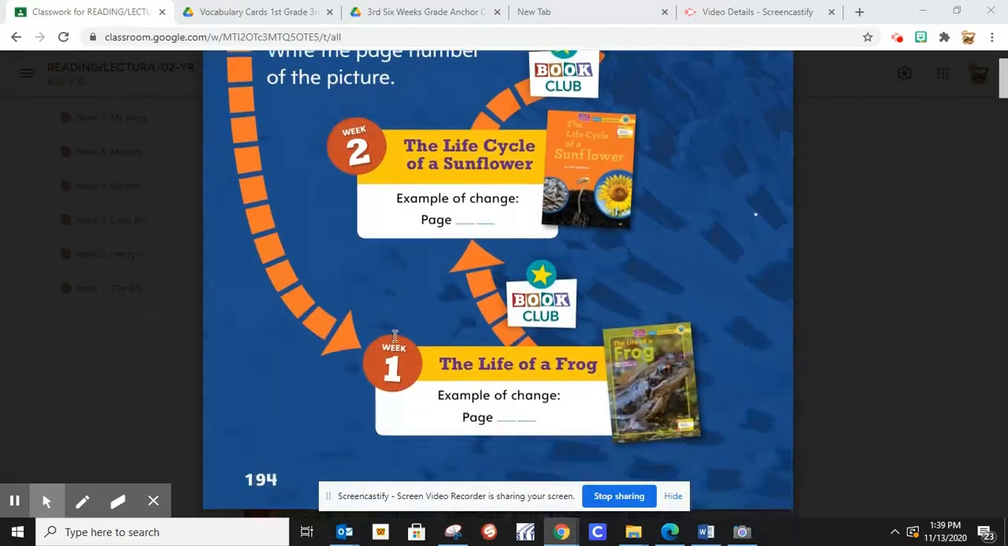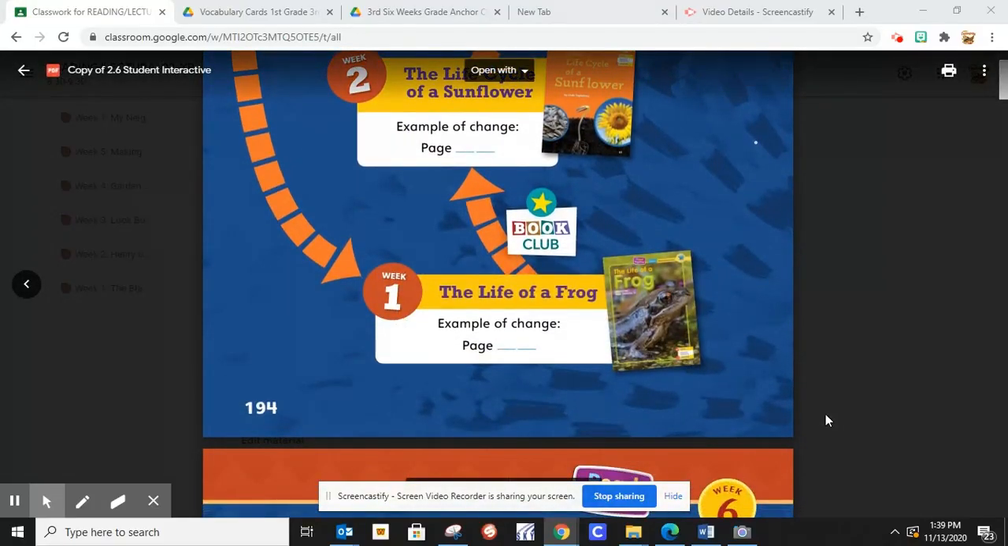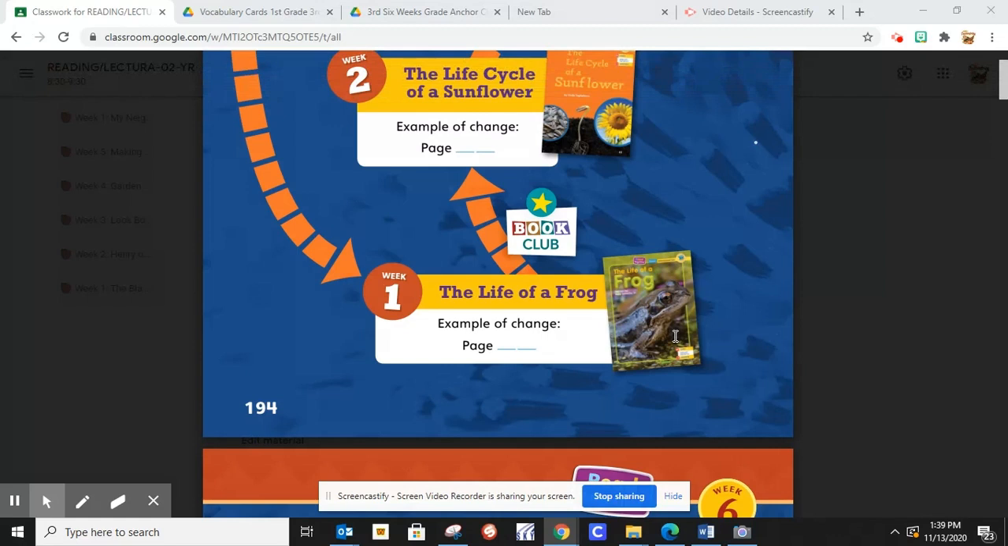So let's see, boys and girls. Week 1, the life of a frog. Okay, so look at the frog. Of course, a frog is a living thing. It needs water and food, and it reproduces. We saw how they lay their eggs, and then they go through a long cycle until they become adult frogs, and then they go back to the pond to lay their own eggs, right? Example of change. Let's look at your book, boys and girls. Let's find an example of change.